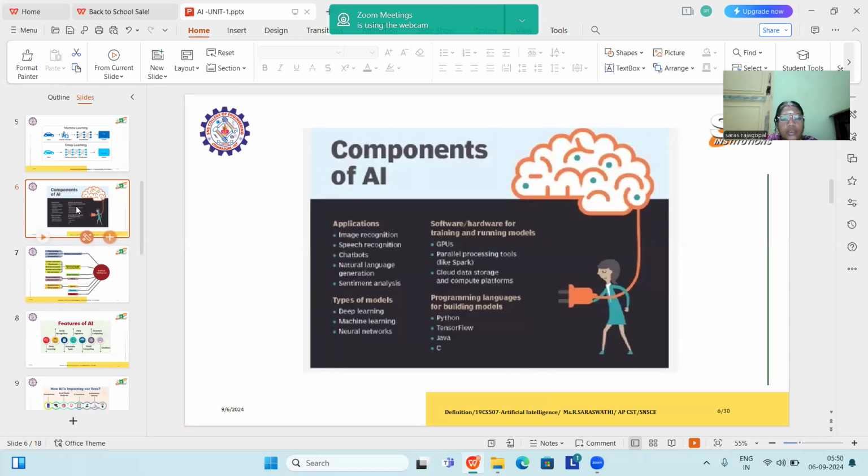There are some applications of AI: image recognition, speech recognition, chatbot, neural network, natural language processing, and sentence analysis. There are different types of models in artificial intelligence. First are deep learning, machine learning, and neural network. What are the different types of hardware and software that we need to train the models? GPU and then cloud data storage.